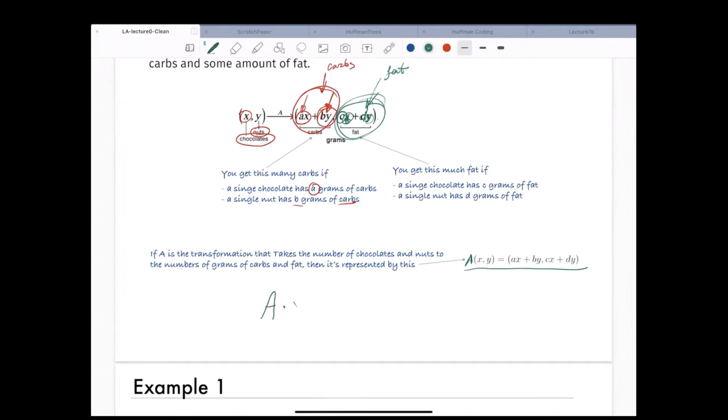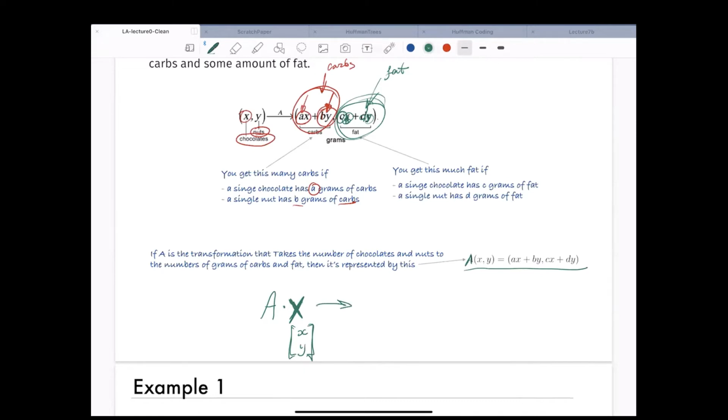A applied to X. What is X in my case? X is a pair of elements. In the first example, those were coordinates. There was some vector. Here, it's also a pair of numbers. This time, it's how much chocolate and how many nuts you've consumed. My X, the bold-faced X, is a pair of, think of them as, coordinates.